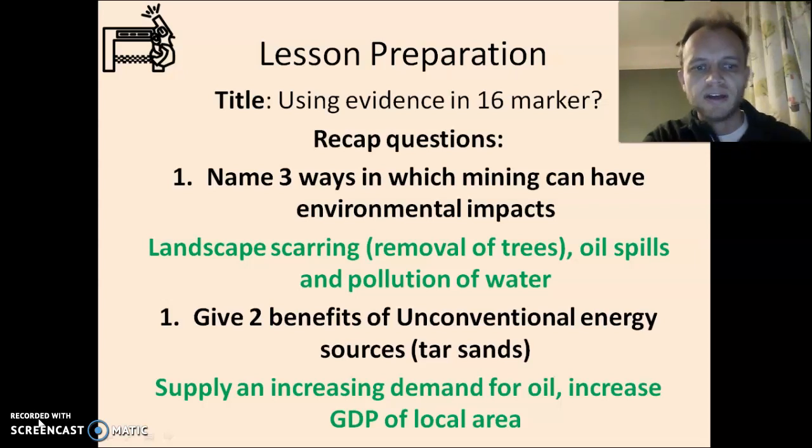Second question, give 2 benefits of unconventional energy sources. Well, they supply an increasing demand for oil. We talked about how population is growing, and about our demands for consumerism and for all things oil related. So there's that increasing demand. But it also means an increase for the GDP of the local area. So people are earning more money, which helps to boost the economy. So those are 2 benefits of unconventional energy sources.